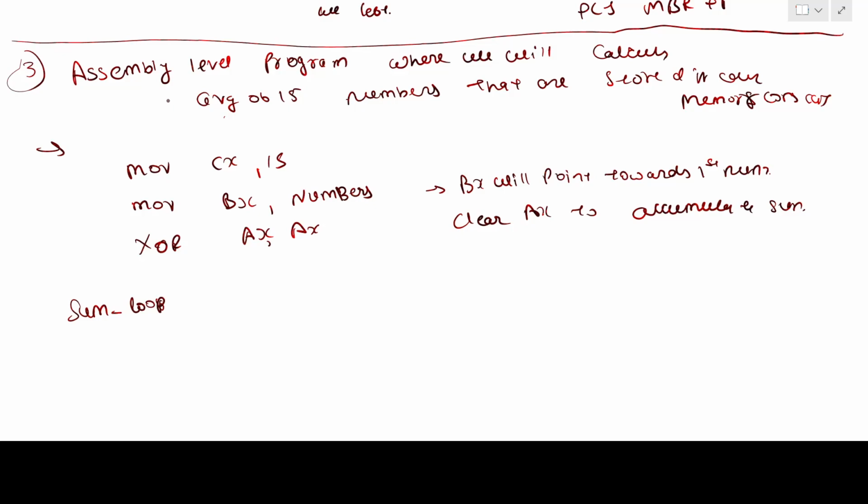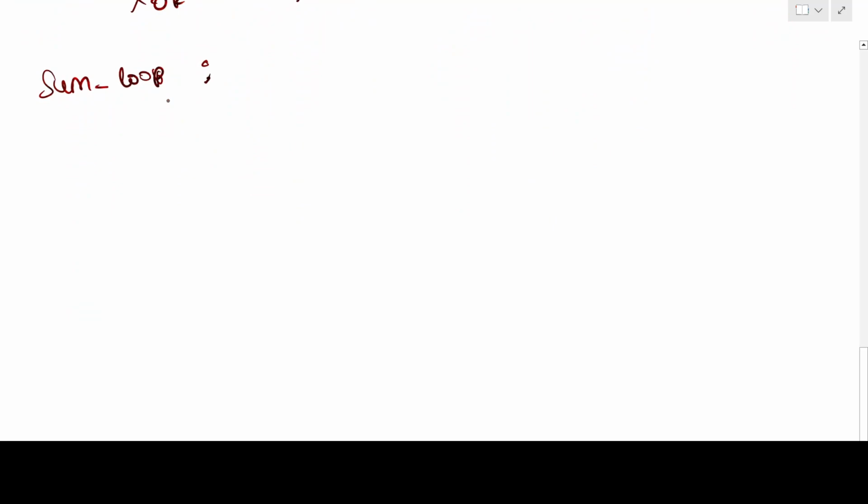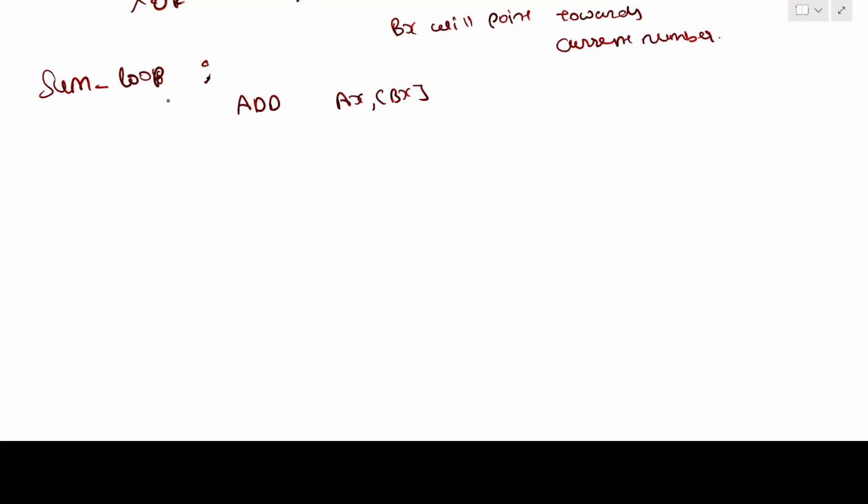We are defining a function over here, just like def in Python, we are defining sum_loop. Sum_loop will have the following commands. First command is add. What do we add? We will add ax and bx. What is bx? bx is a register which is used to point at the current number.